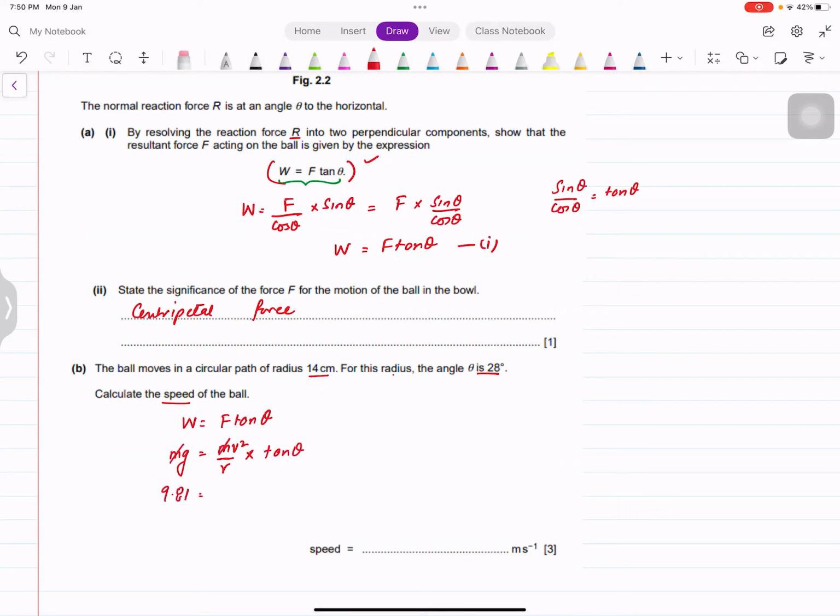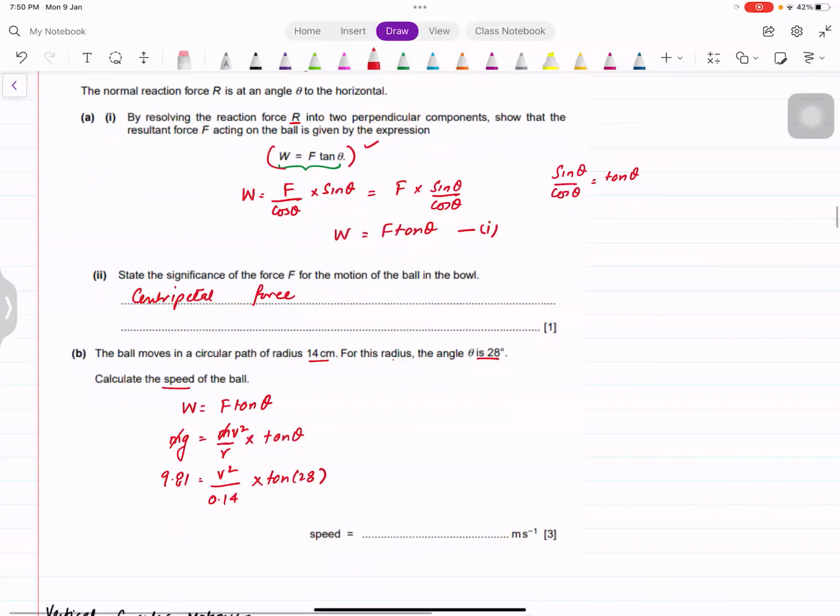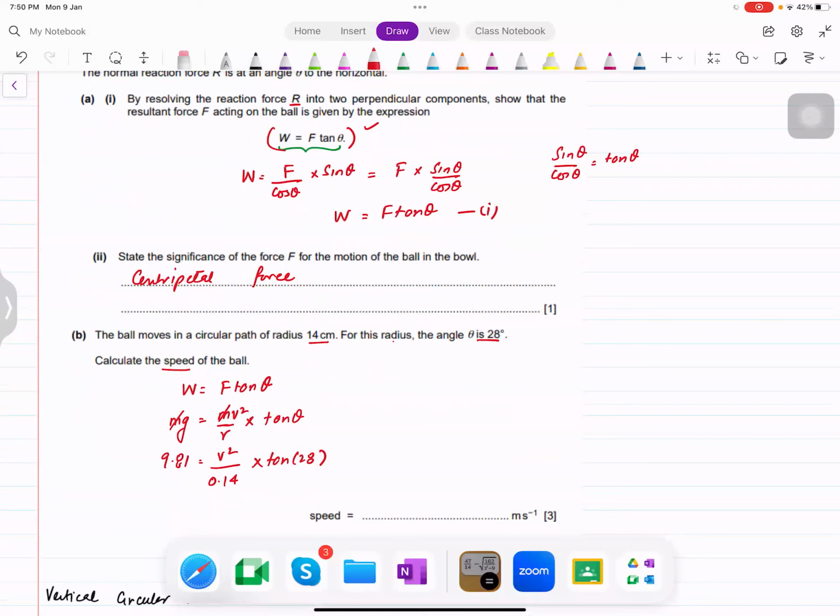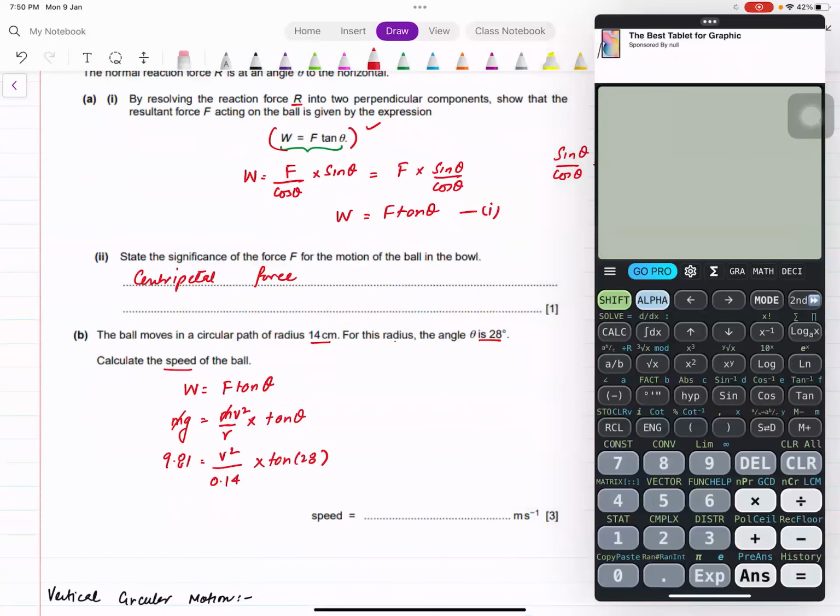This is 9.81. v is what we need to find. The radius is 0.14. I changed it into meters, and tan of 28, like that. So then let's multiply this back. It is going to be 9.81 times 0.14 divided by tan 28. So this is going to be v squared equals 2.92. And now v is going to be the square root of the answer. It's going to be 1.71.